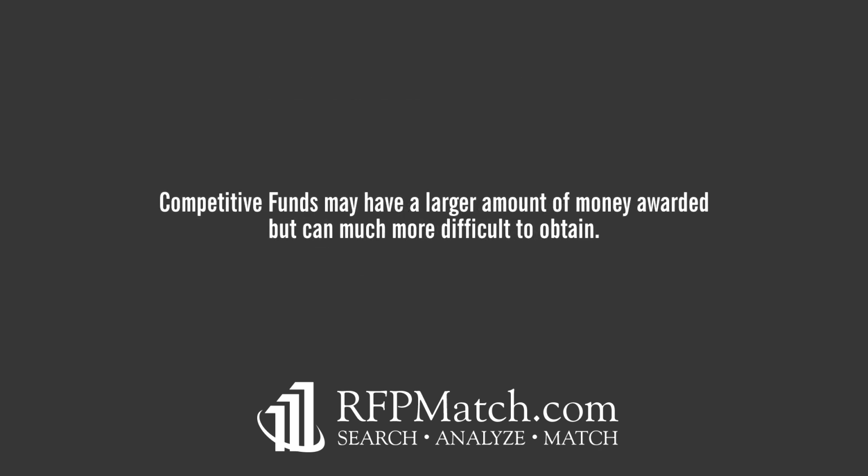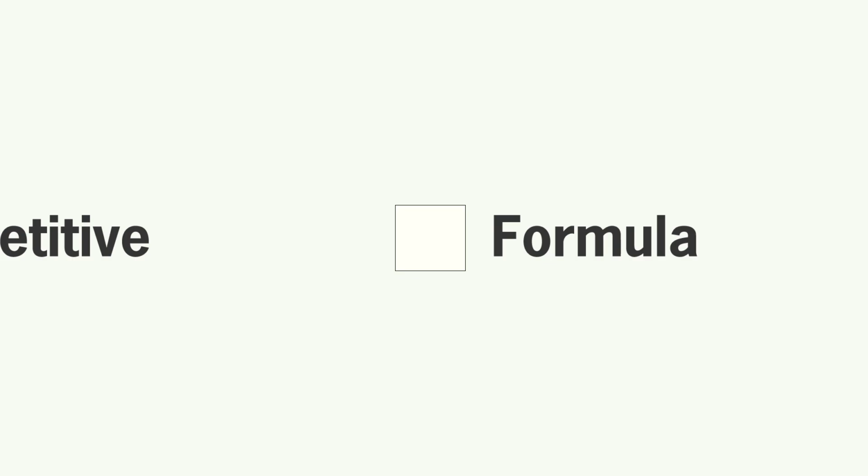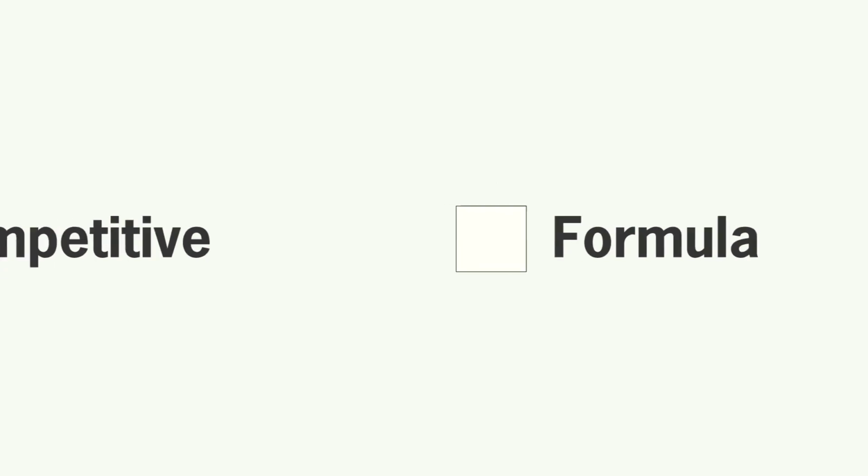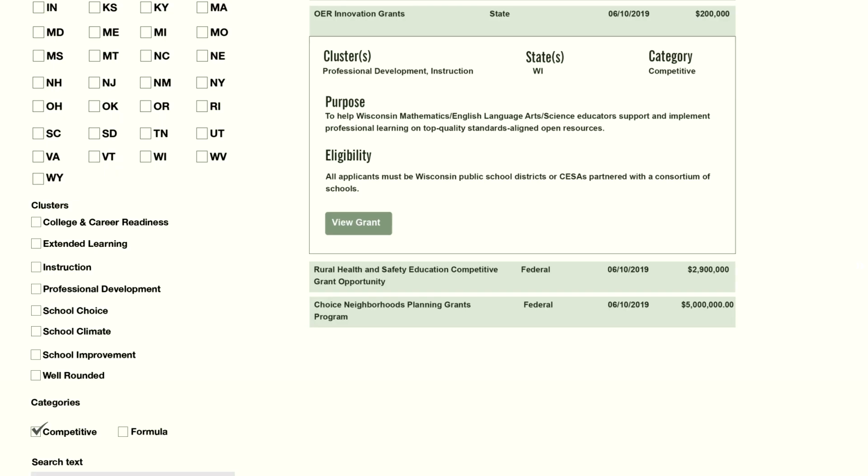Competitive funds have a limited pot of money, but sometimes very large, and applicants must compete. The best proposals based on a set of criteria win the dollars. Usually, when we think of grants, we immediately go to this category. We recommend that you start with formula first, competitive second. That is a sound and best practice funding strategy. RFP Match on Demand allows you to filter for both. If you choose nothing, both will appear.